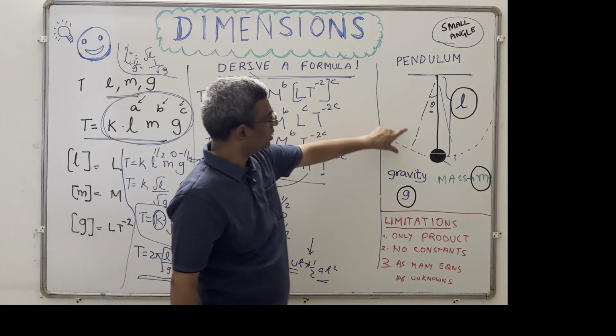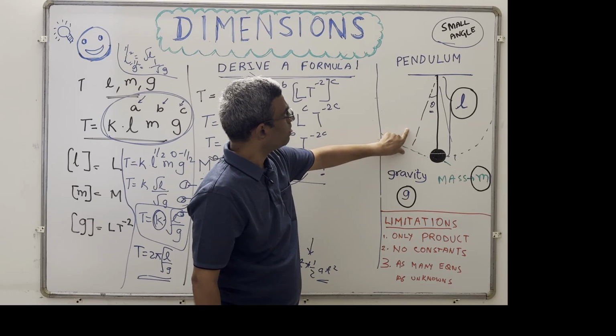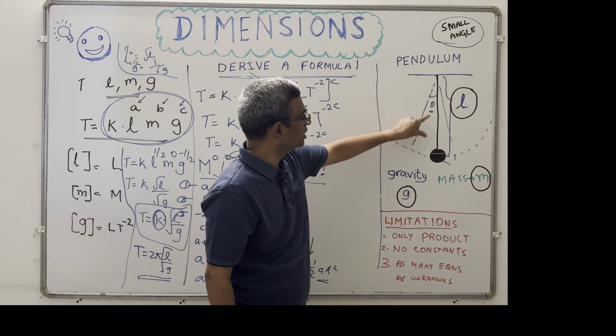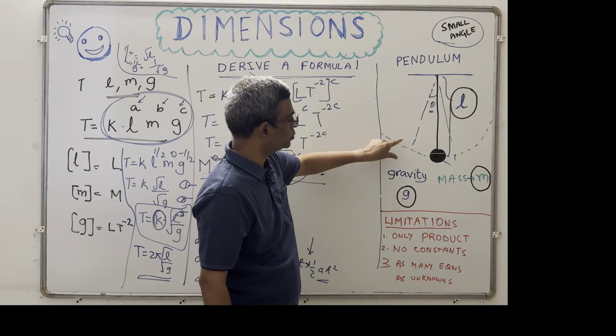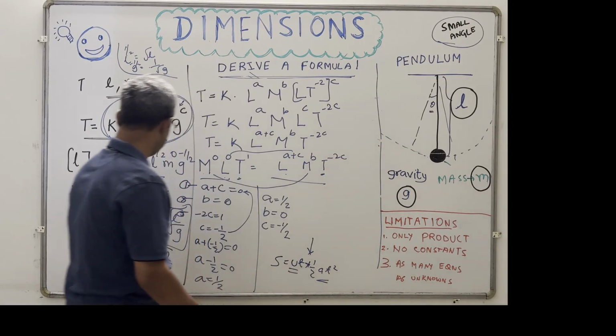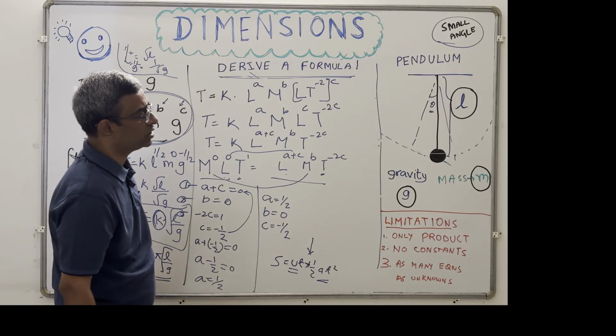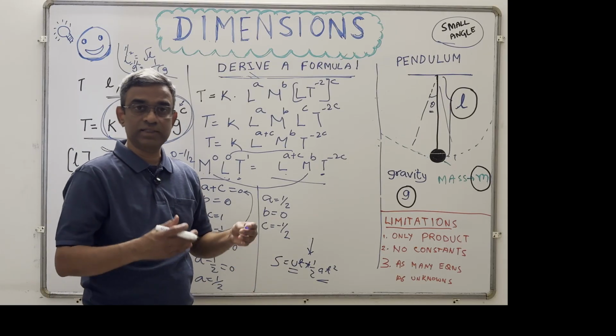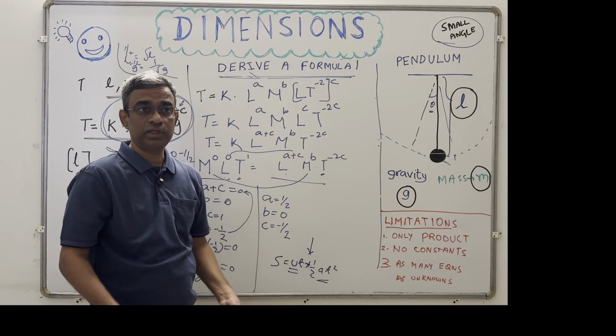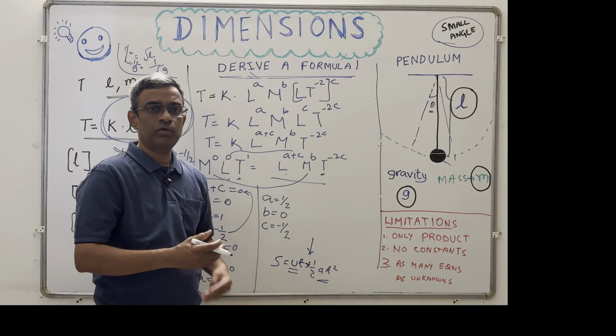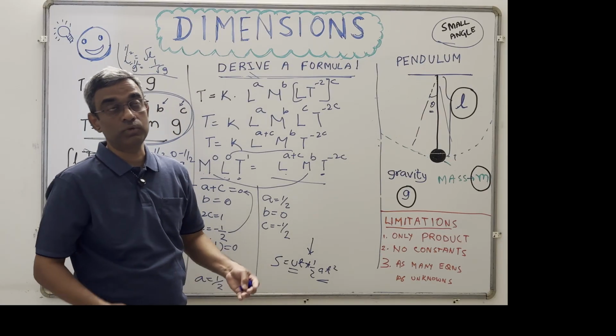And also the time period for this pendulum is valid only if the angle is small. We have to make a small angle, only then this formula holds good. T is equal to 2 pi root L by g. So we need to know what are the assumptions and what are the limitations of the formulae that we are using.